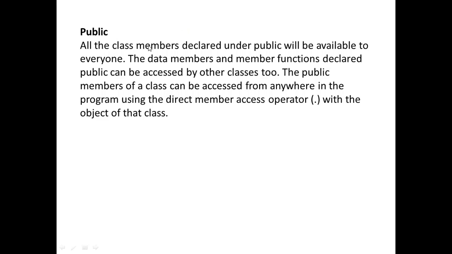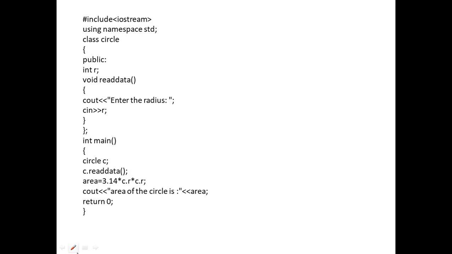Public means all the class members declared under the public will be available to everyone. The data members and member functions declared as public can be accessed by other classes too. The public member of a class can be accessed from anywhere using the direct member access operator dot. This is an example of public. Here, after this public, we are declaring our data members and member functions in the public way. So R and read data are available for the entire program.